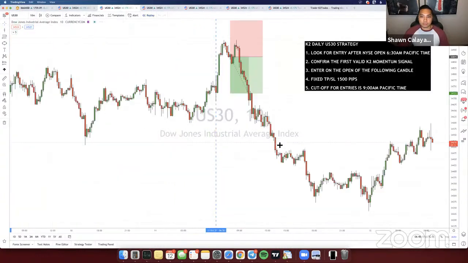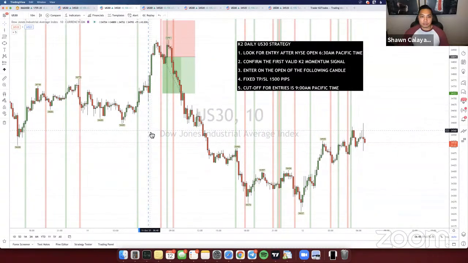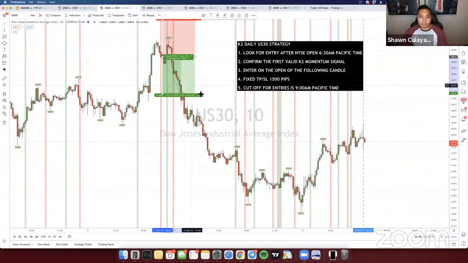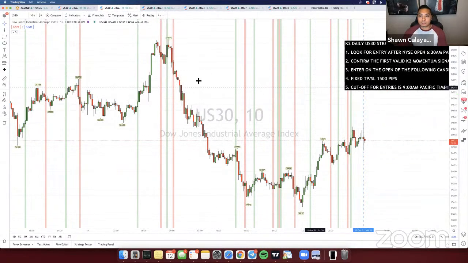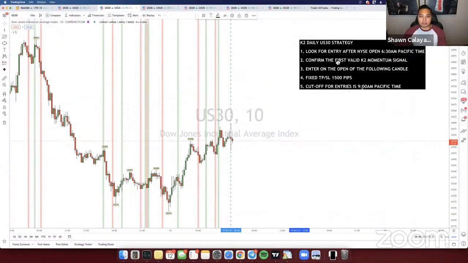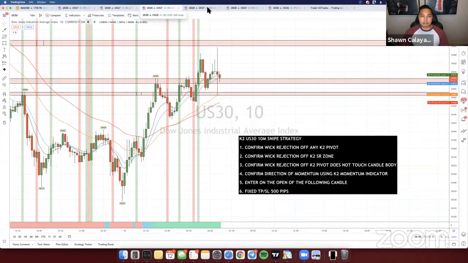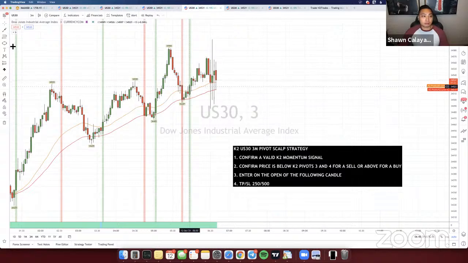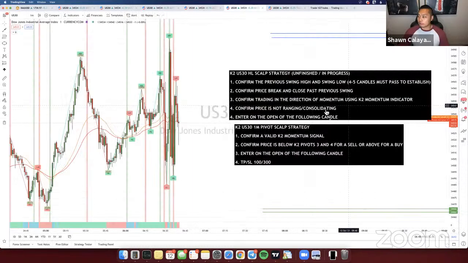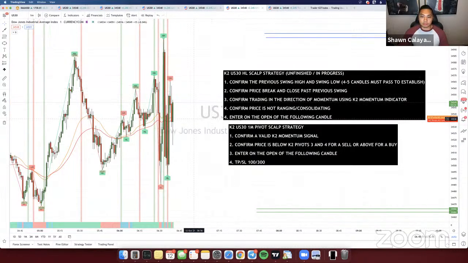So looking at the next one over here, this is going to be 6:30. And basically, you're just going to be looking for the first valid K2 momentum signal after this time, which is probably going to be a sell, because the most recent one was a buy. Momentum swing has to swing down for a sell after that. Looking over here at the 3 minute, nothing available yet. Nothing available here, and this one over here, there's just nothing available right now.